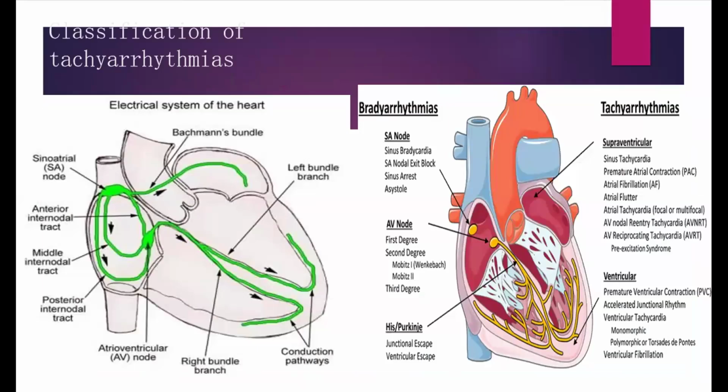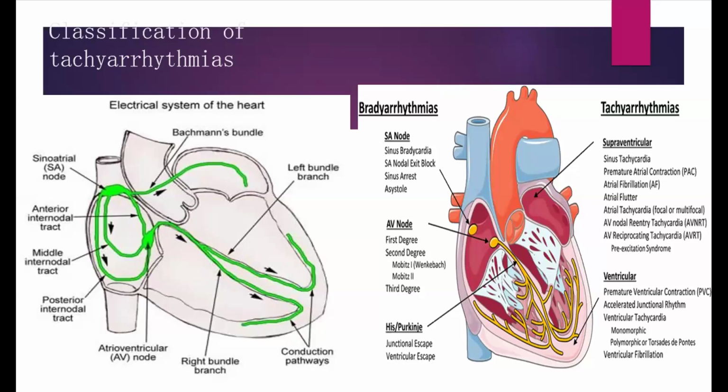So the classification of tachyarrhythmias: we divide it broadly into supraventricular, which broadly means anything above the ventricle, but ideally means anything above the His bundle before it bifurcates. And ventricular means anything below the His bundle, so infrahisian.